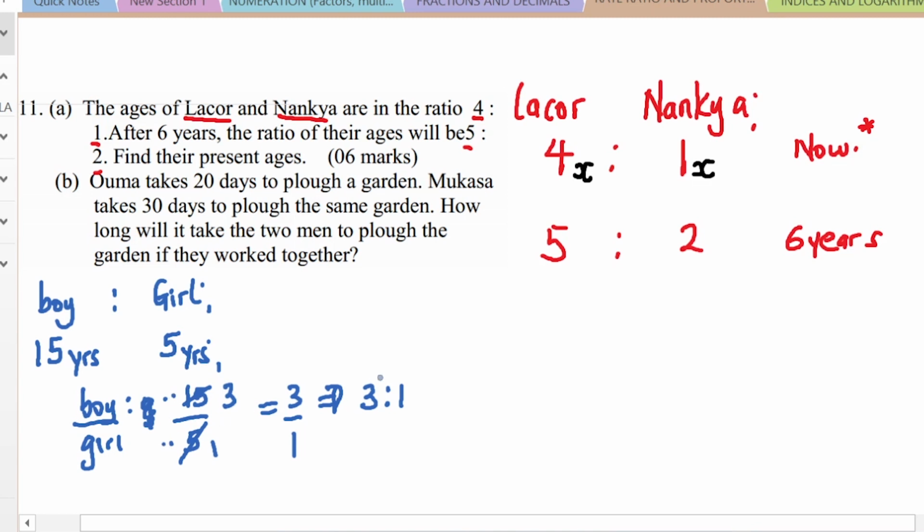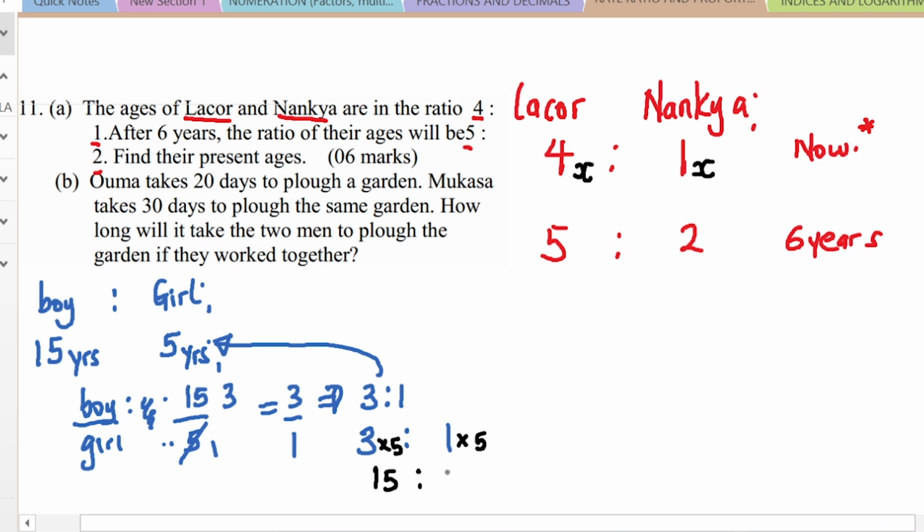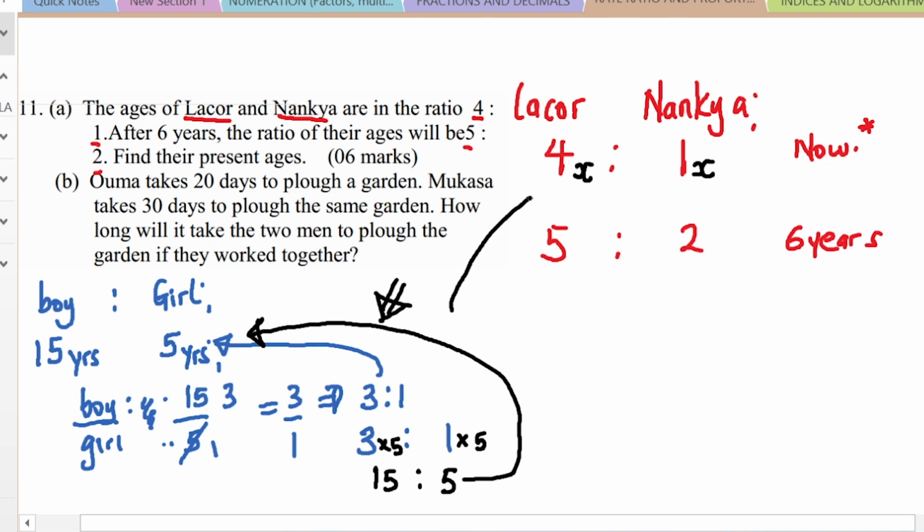Yes. So if I wanted to move from here to get back to knowing their actual ages, it would mean these ratios of 3 to 1, I will have to multiply them by a certain number. In this case, if I multiply this by 5 and I multiply this by 5, I'll end up with 3 times 5, which is 15, to 1 times 5, which is 5. This takes us back to the actual ages of the boy and the girl. So with this that I've done here, that is what I mean.